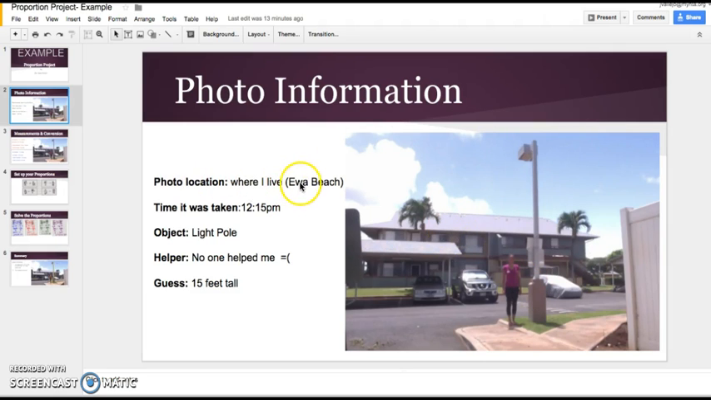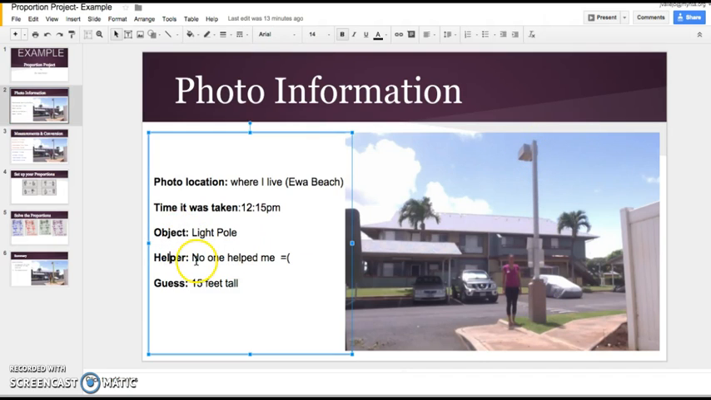This was taken in Ewa Beach, which is where I live. It was taken around lunchtime at 12:15. The object I chose was a light pole. I'd also like to see who helped you with this. So for me, it was no one. But maybe a sibling can help take your picture, or maybe a parent or even a friend can help you with this project. And I want you to actually guess how tall you think your object is. So my original guess was 15 feet.